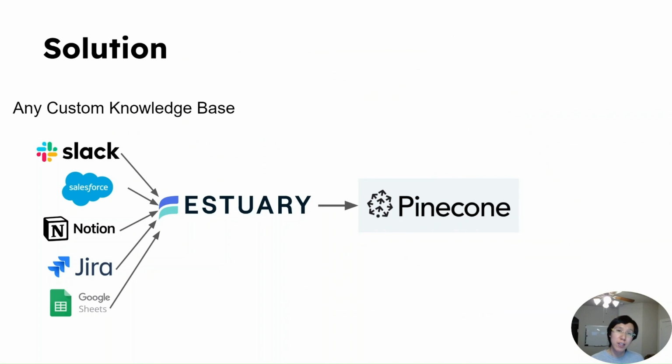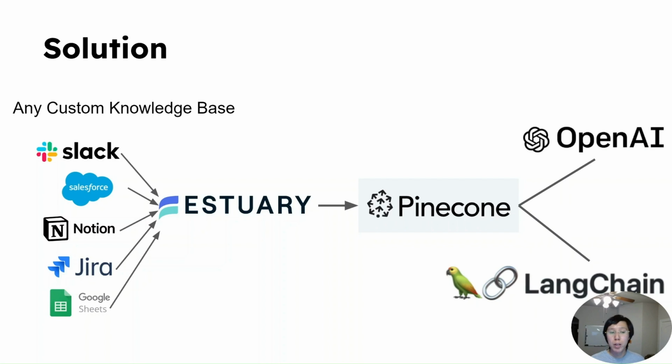The solution I'll be presenting to you today solves all of these problems. We'll be using a free real-time ETL platform, Estuary Flow, to sync data from any of your custom knowledge base to Pinecone, which is a vector database that allows you to build fast and scalable applications using embeddings from AI models. From there, using Python, we'll be using the OpenAI library and LangChain framework to query our own knowledge base that's getting updated automatically in real time.